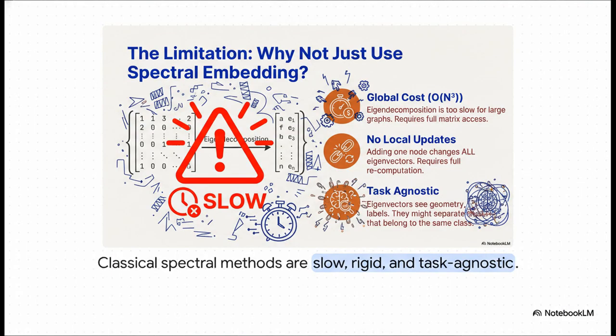Here's the thing. These classical spectral methods are slow, they're rigid, and frankly, they're a bit dumb. They're computationally expensive, which means they just don't work for massive real-world graphs. They're not local, so if you add one new user to a social network, you have to recalculate the whole thing from scratch. And they're task agnostic. They only see the graph structure, not the specific problem you actually care about solving.